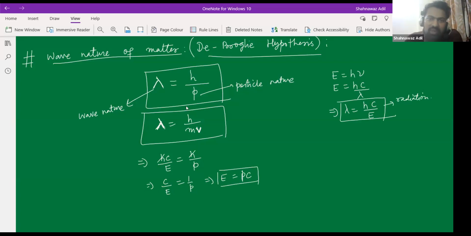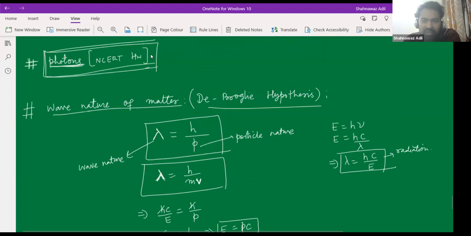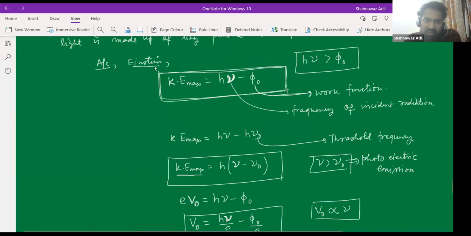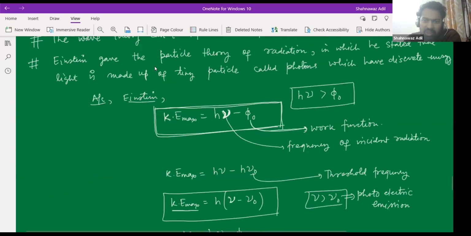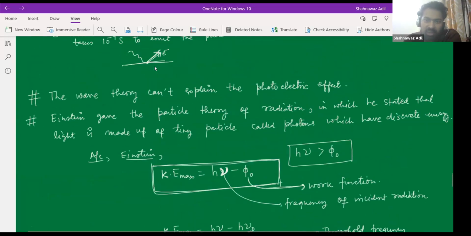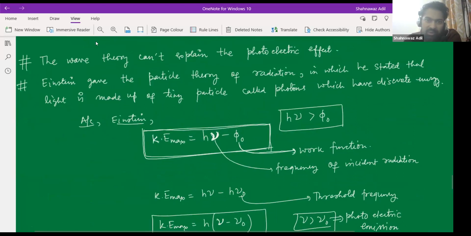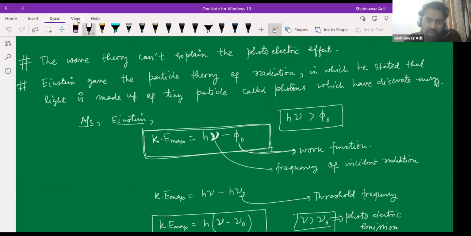So from this way, we can also show the wave nature of matter. These are the two things that we understood: wave nature of matter, particle nature of radiation. This was all about this chapter. Please note down this part. And there are questions, so we'll do some questions.